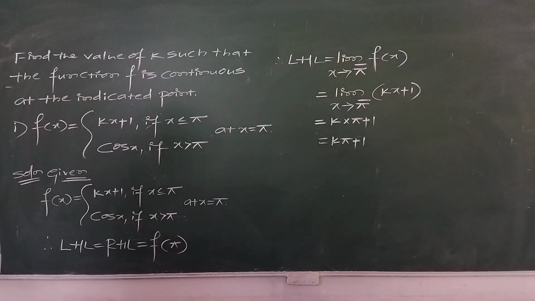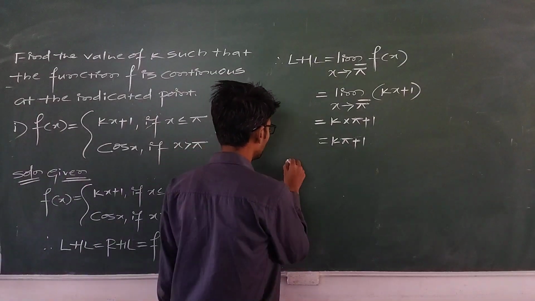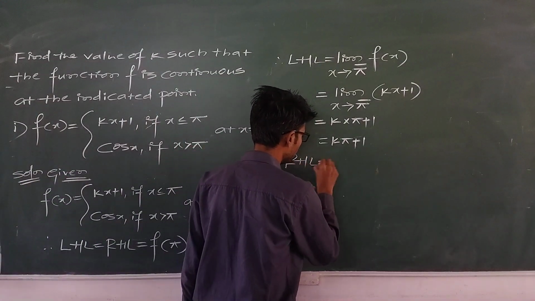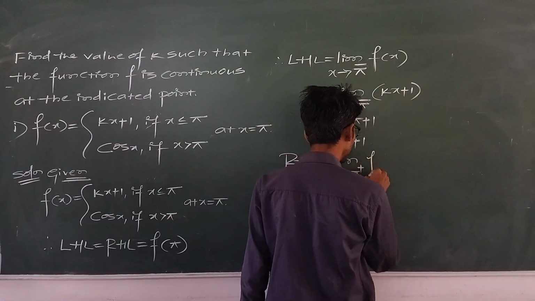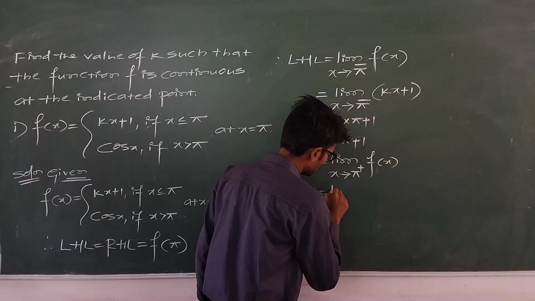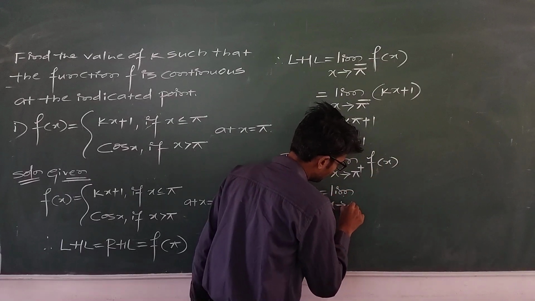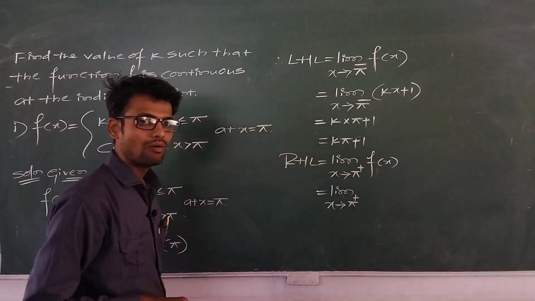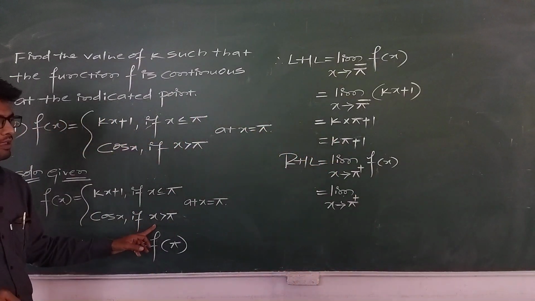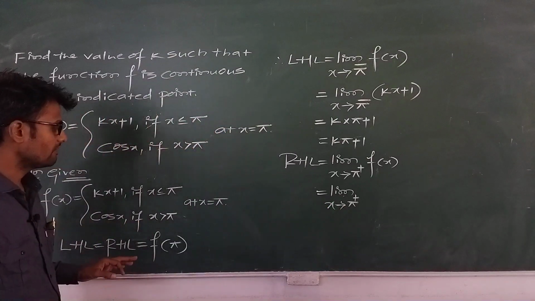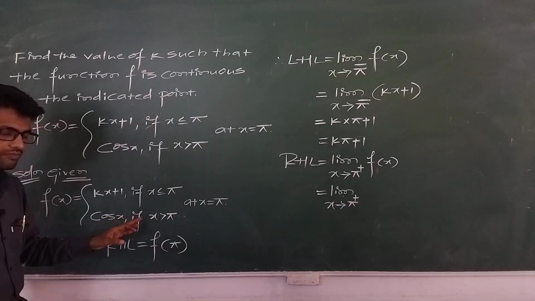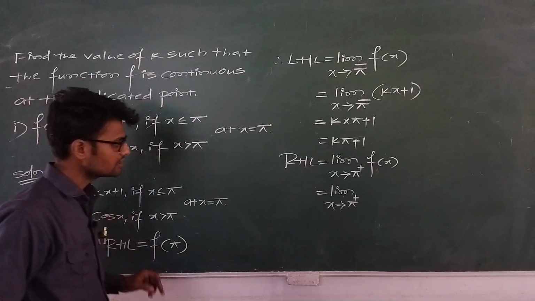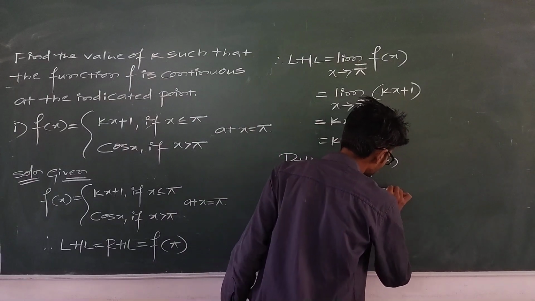Next you go for the value of RHL, the right hand limit. So right hand limit is equal to the limit of x tends to pi plus of f of x. Here you take the value of the function when x is greater than pi. For pi plus we always take the value of the function when x is greater than pi, and for x greater than pi the value of the function is cos x. So you write here cos x.